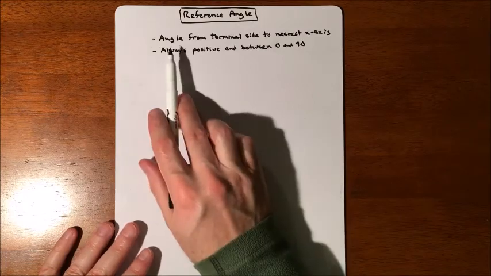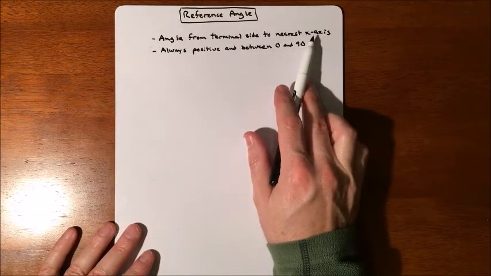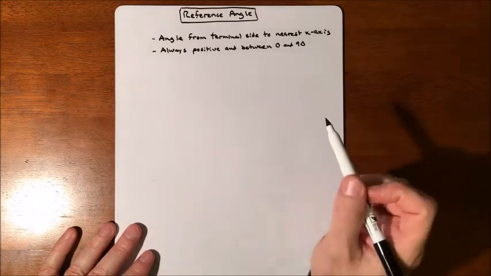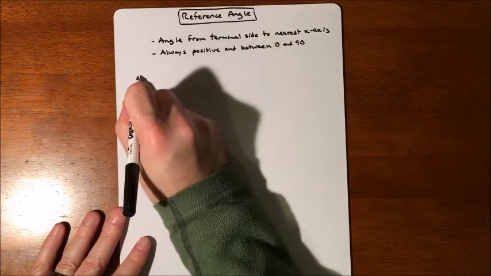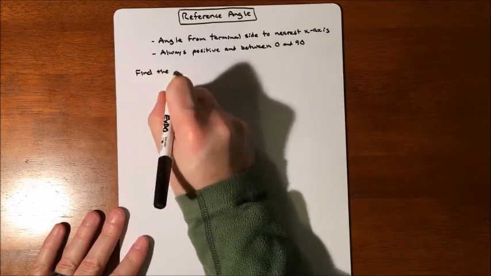We're going to draw a bunch of pictures on this. It's the angle from the terminal side to the nearest x-axis, and that angle that we're going to be talking about is always positive and between 0 and 90 degrees. So, for example, we're going to find the reference angle.